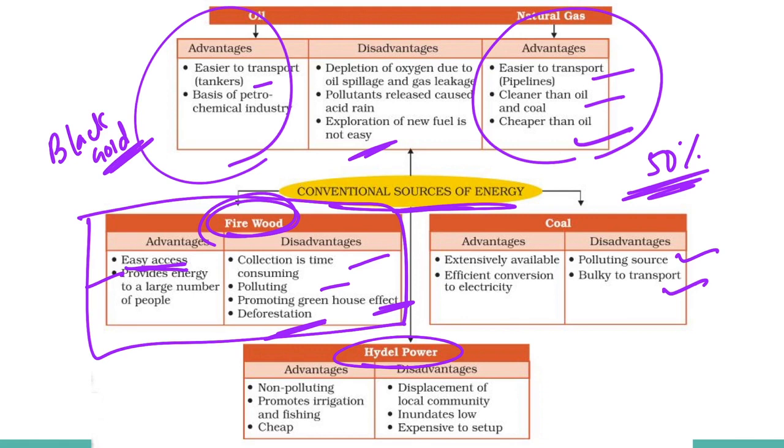This is called hydroelectricity. The water discharged from the generation of electricity is used for irrigation, and one-fourth of the world's electricity is produced by hydel power. The leading producers of hydel power in the world are Paraguay, Norway, Brazil, and China. The advantages of hydel power are: they are non-polluting, it promotes irrigation and fishing, and it's very cheap. The disadvantages are displacement of local community, it inundates low land, and also it is very expensive to set up.